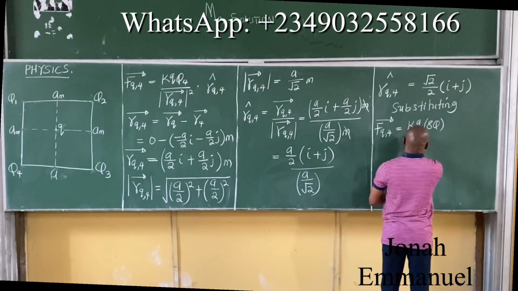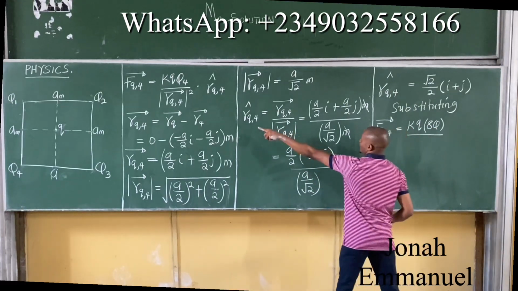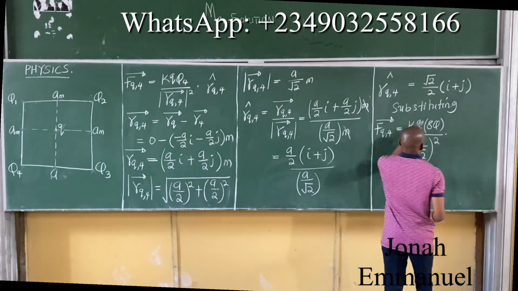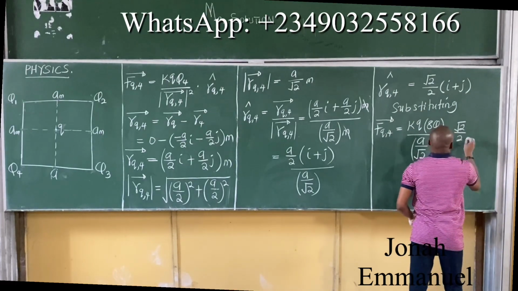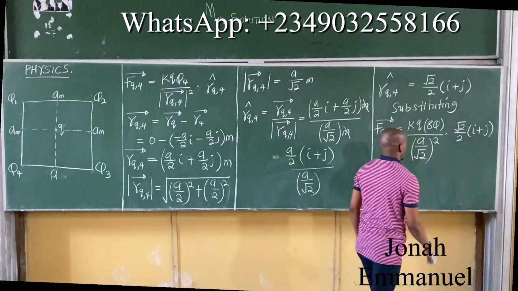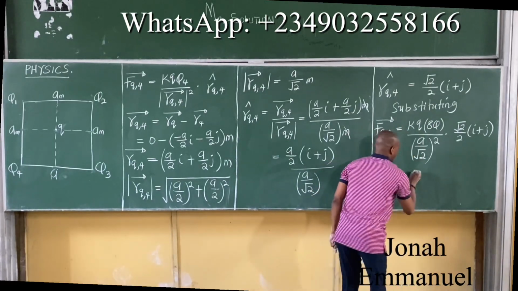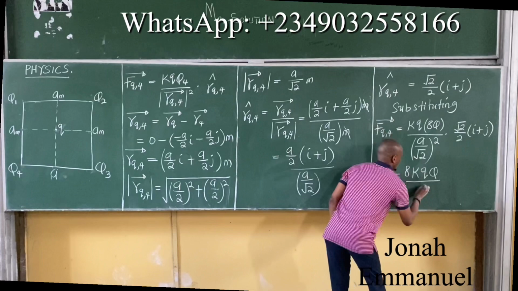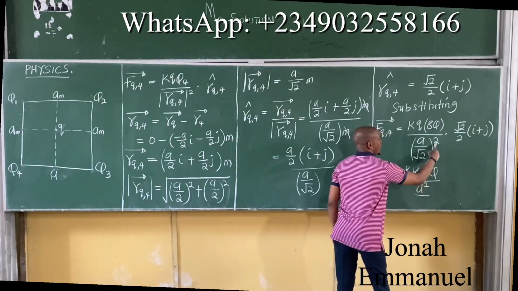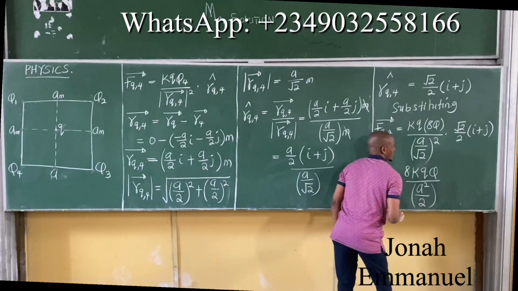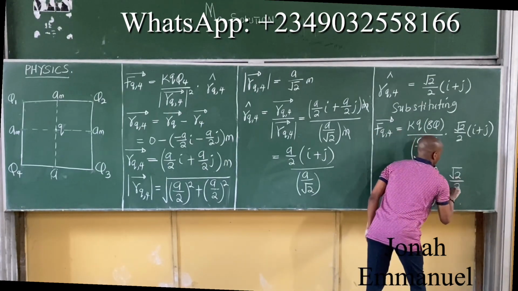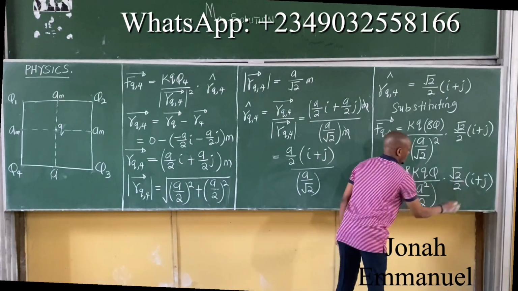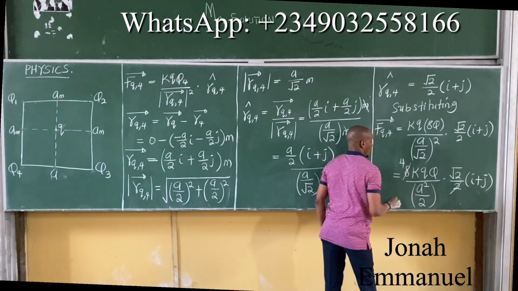So 8Q all over this value, magnitude is this, that's A all over root 2 all squared, dot unit vector root 2 over 2 into I plus J. This is now equal to, I have here as K, Q, Q. 8 comes here, so 8 all over, here gives you A squared all over, square cancels square root, I have 2, that's this, dot root 2 all over 2 into I plus J. This can cancel this to give you 4.